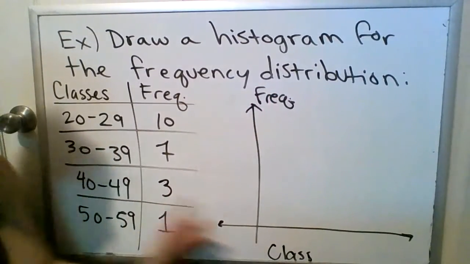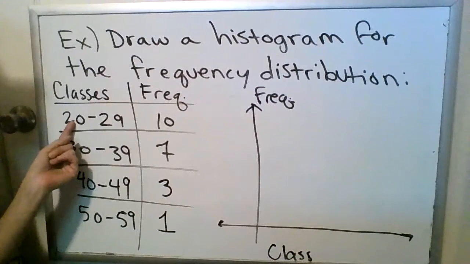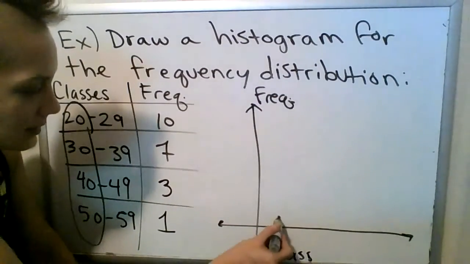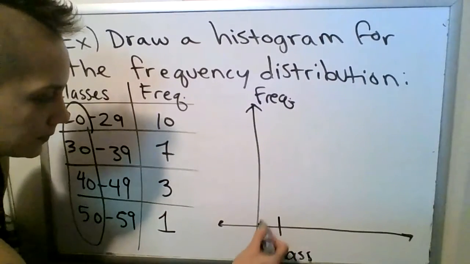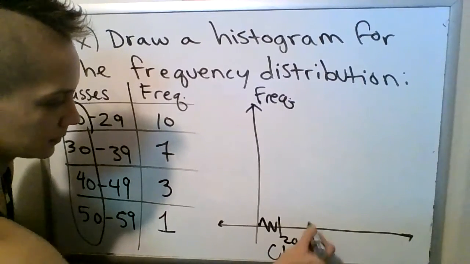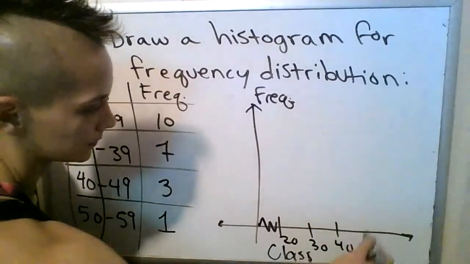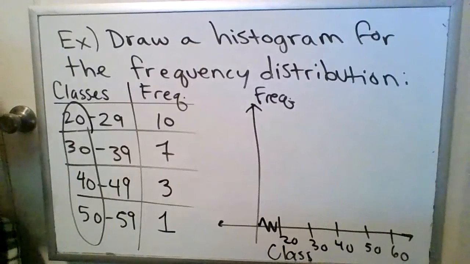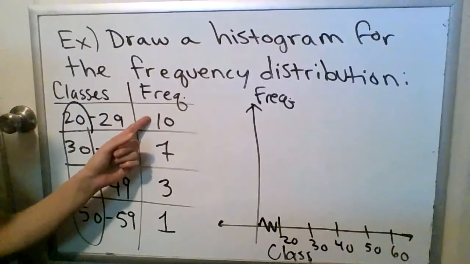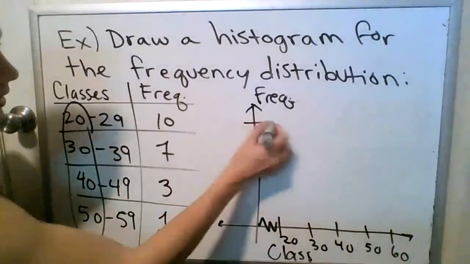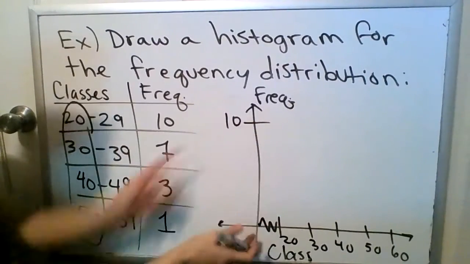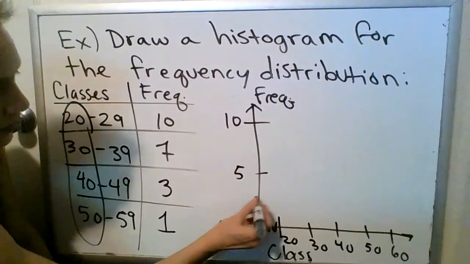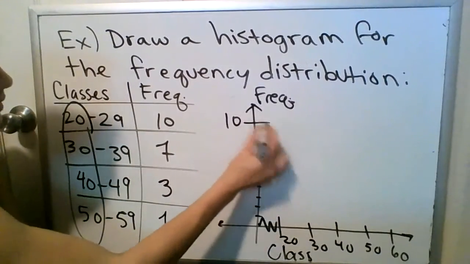Okay, classes on this side, and I'm going to put space between 0 and 20, and then label 20, 30, 40, 50, and also 60. And here, the frequency goes as high as 10. So let's start with 10, and cut it in half here. 1, 2, 3, 4, 5, 6, 7, 8, 9, 10.